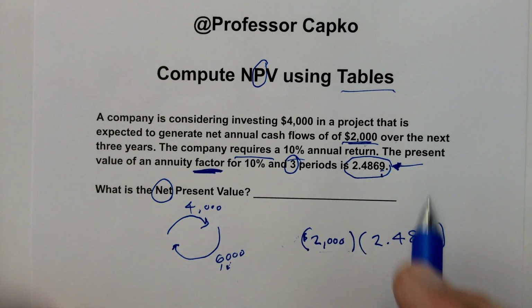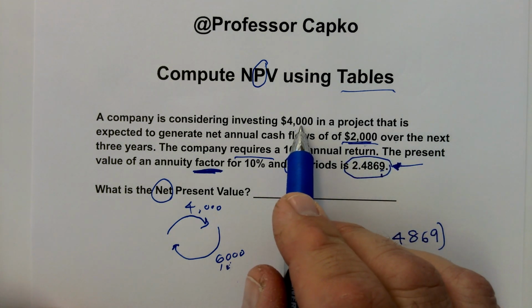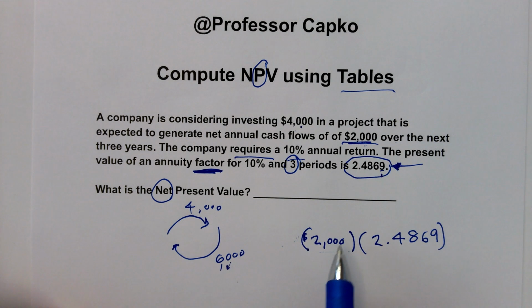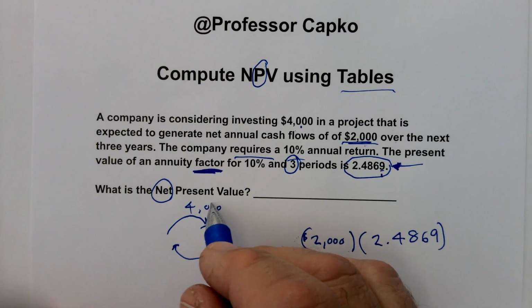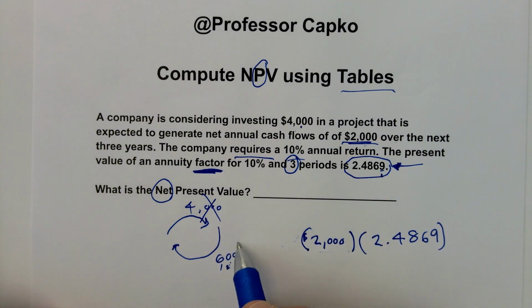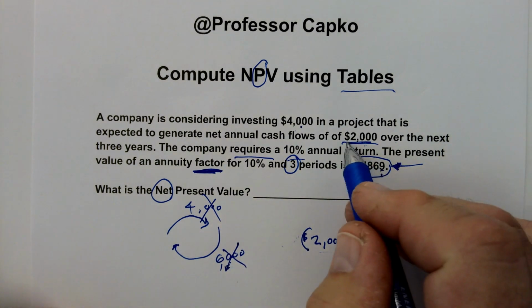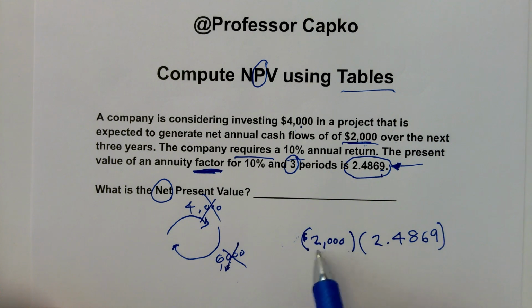Do not multiply it by the amount invested, and do not multiply it by the total amount received back. So we don't multiply it by the 4,000 and we don't multiply it by the 6,000. Multiply it by the cash flow per period. So in our case, it's per year. So we're going to use this number 2,000. We're going to multiply it by the 2.4869 and see what that comes up.